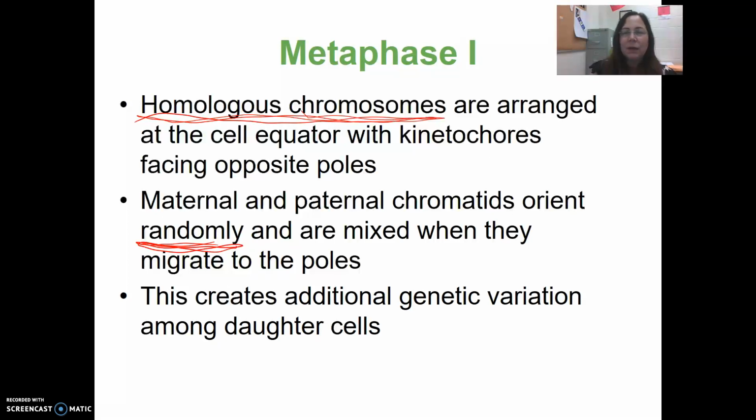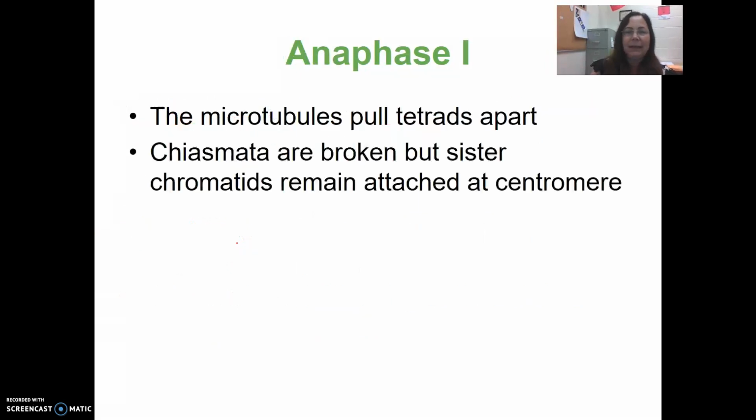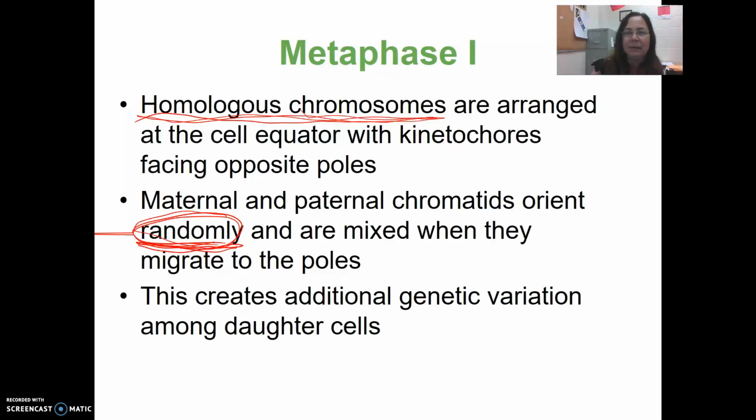So far, we have talked about two things that create genetic variation. One is crossing over during prophase one, and the other is the random lining up of the chromosomes in metaphase one. It's actually got a name, and we'll talk about it. I'm going to write it at the bottom. It's called independent assortment.